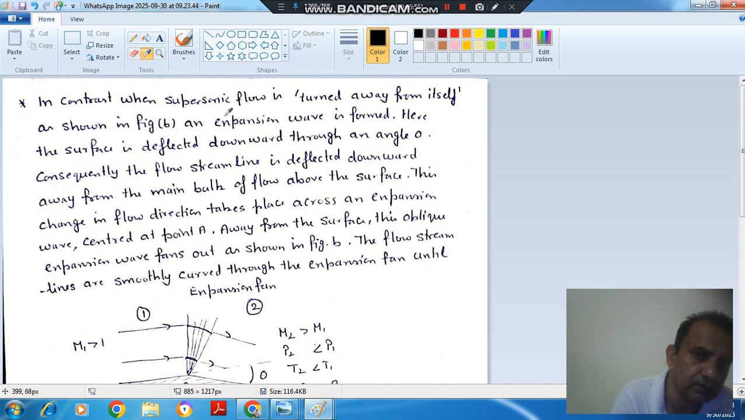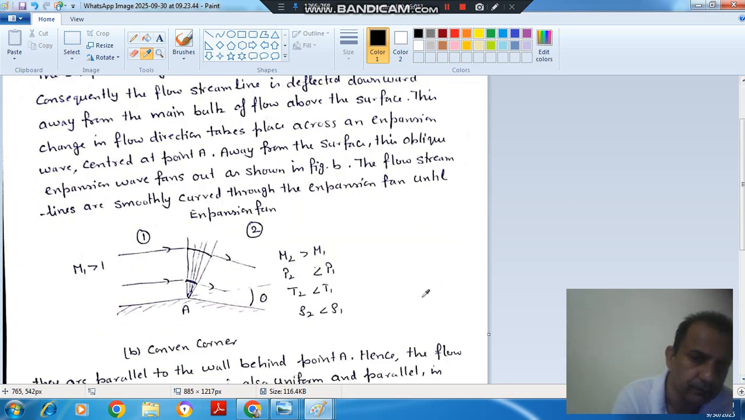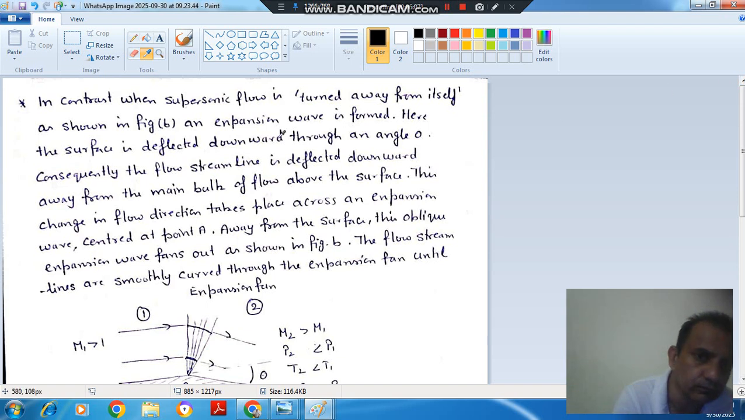In contrast, when supersonic flow is turned away from itself, as shown in figure B, an expansion wave is formed. Here the surface is deflected downward through an angle theta. Consequently, the flow streamline is deflected downward away from the main bulk of flow above the surface. This change in flow direction takes place across an expansion wave centered at point A. Away from the surface, the oblique expansion wave fans out as shown in figure B.